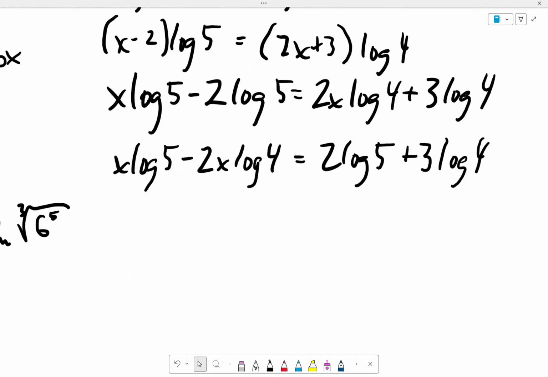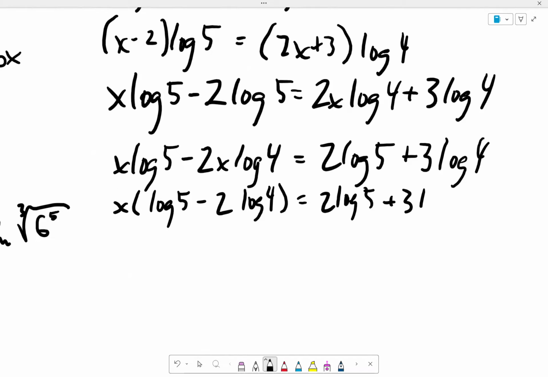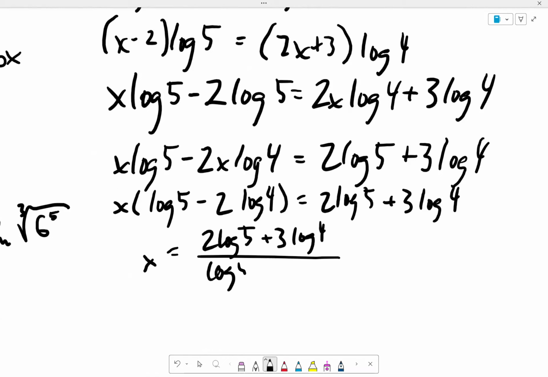They both have an x, don't they? Thank you, yes. Leaving us with log 5 minus 2 log 4, perfect. And then in there you can just divide the whole thing in parentheses. And we get x equals 2 log 5 plus 3 log 4 over log 5 minus 2 log 4.